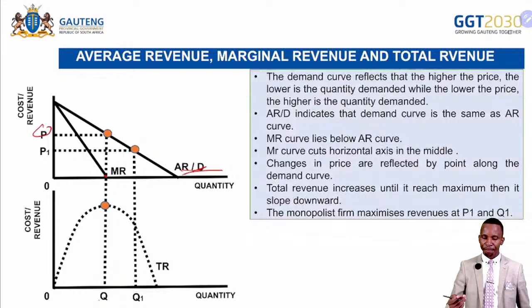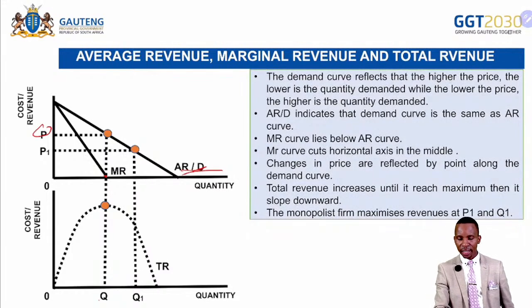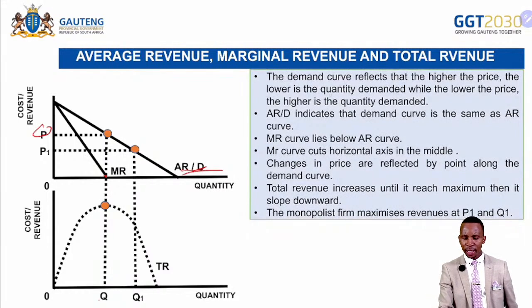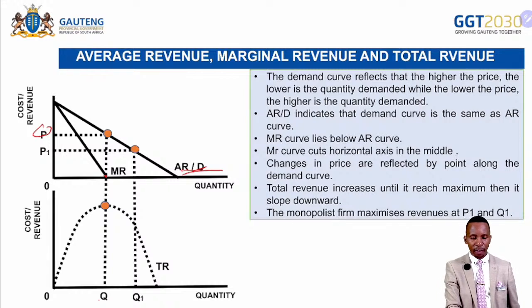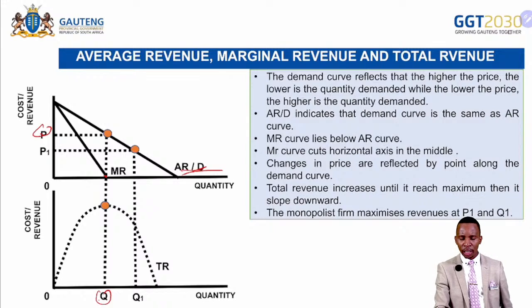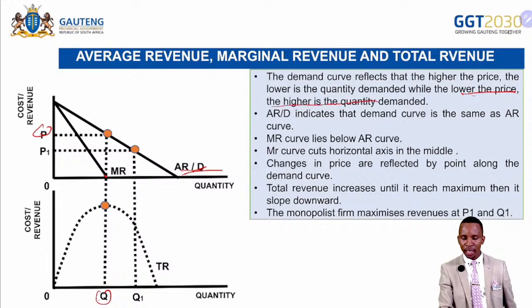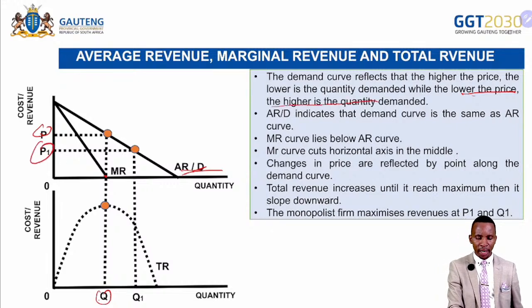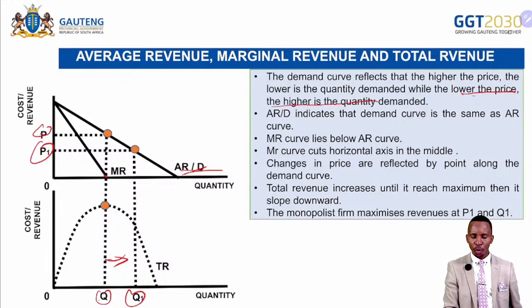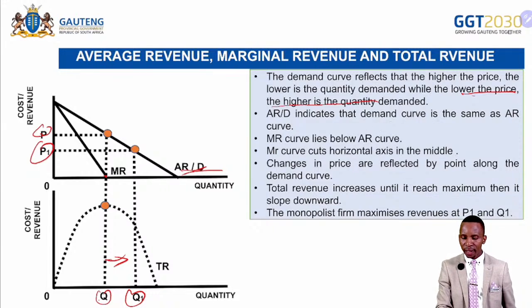The demand curve reflects that the higher the price, the lower the quantity demanded. If the price is P, the quantity demanded is Q, which is lower. The lower the price, the higher the quantity demanded. Whenever the price decreases to P1, the quantity demanded increases to Q1. It is indicated here. AR is equal to D; they simply indicate that demand and AR are the same curve.